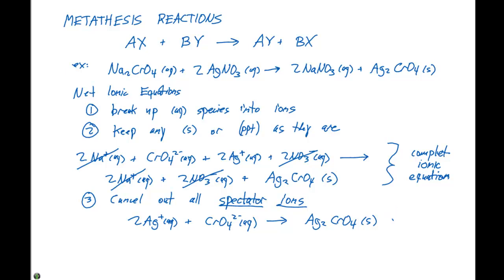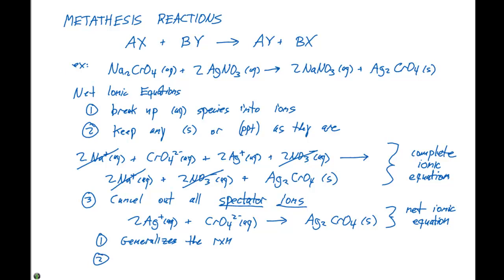The difference between a net ionic equation and a complete ionic equation is that in the net ionic equation we only show the species, the ions and molecules, that are directly involved in a particular reaction. And we use these net ionic equations for a couple of things. Number one, the net ionic equation generalizes the reaction. In general, we can say that any solution that contains Ag+ ions and CrO4 2- ions will form a precipitate.